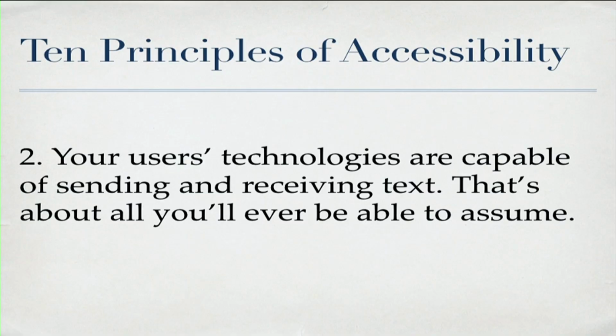Number 2, your users' technologies are capable of sending and receiving text. That's the only thing you should ever consider that they can do. All the eye candy in the world may look fantastic, but if you cannot get the prime information and message and workflow to your users, it doesn't matter. At least for them, it certainly doesn't matter, because they can't accomplish their task.